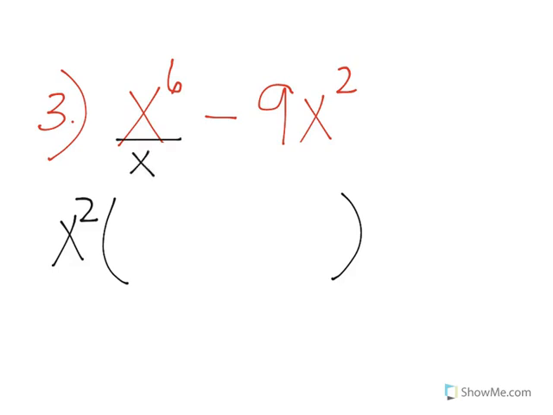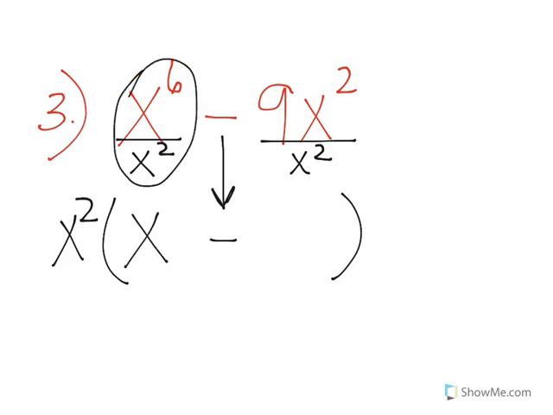And we will take the first term, divide it by the GCF. Take the second term, divide it by the GCF. We'll make sure we steal down our sign. x to the 6th divided by x squared: 6 minus 2 is 4, so that'll be x to the 4th. And x squared divided by x squared is really just 1, and we're still left with that 9.